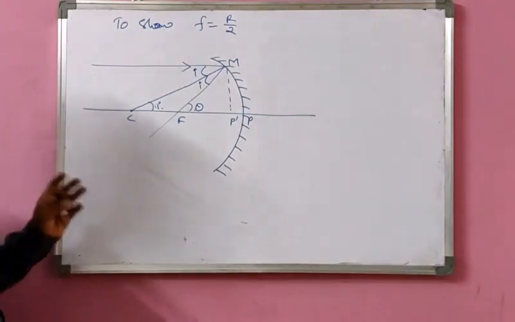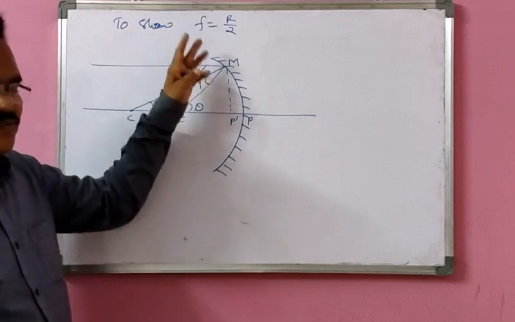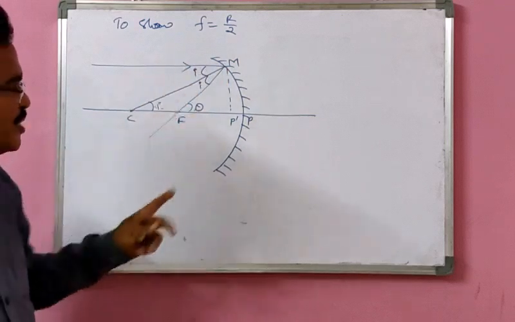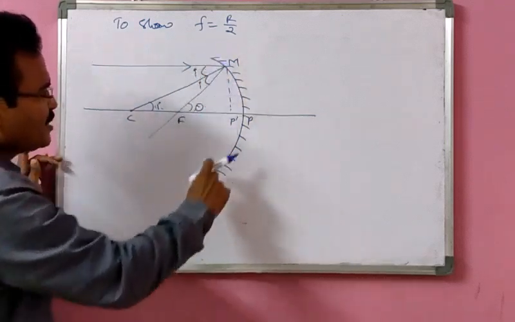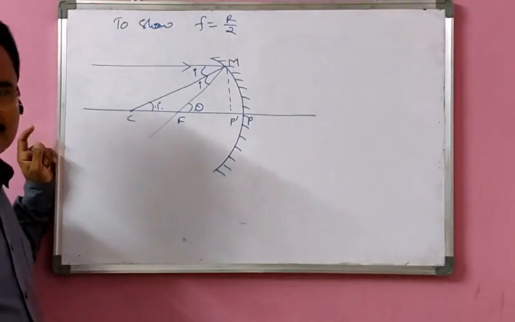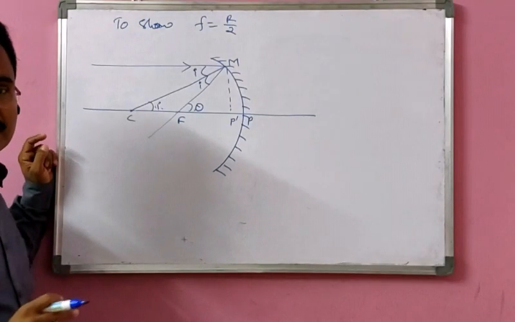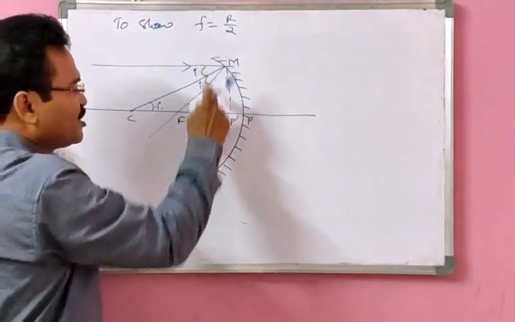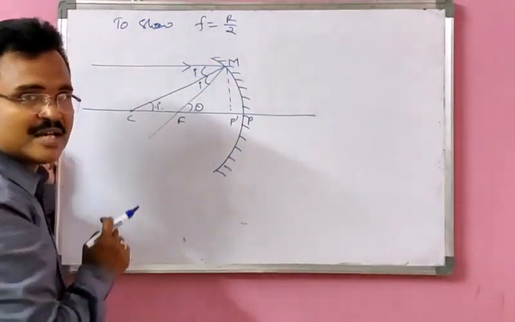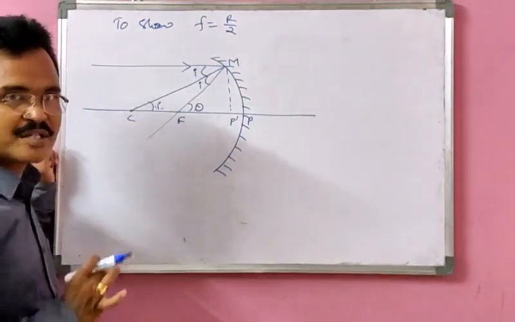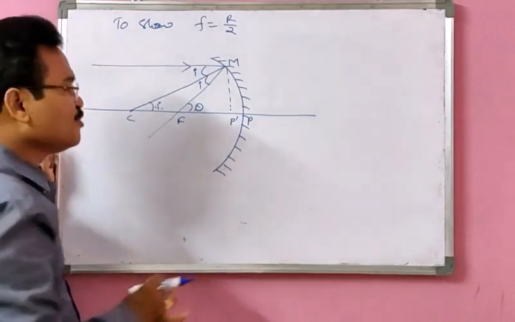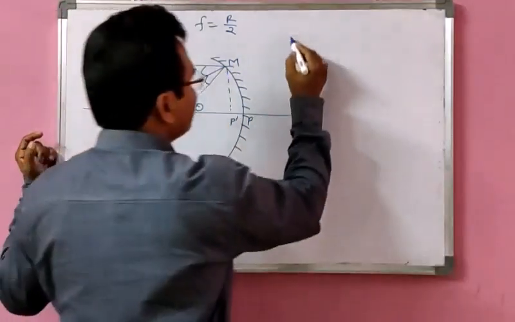And in this lesson, we always take mirrors of smaller aperture. What do you mean by aperture? The diameter of the mirror is called aperture. Means from here to here, the length is called aperture. Small aperture mirrors are taken, and we always take paraxial rays.